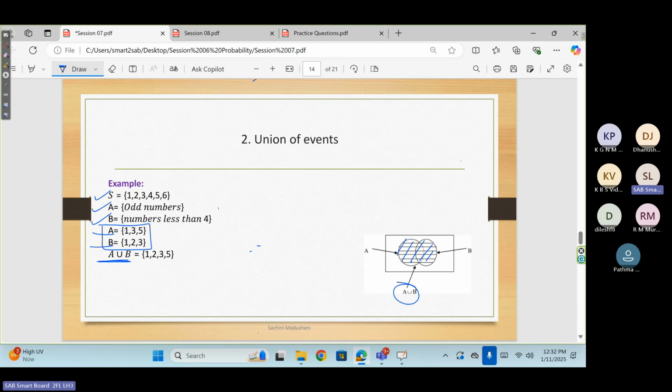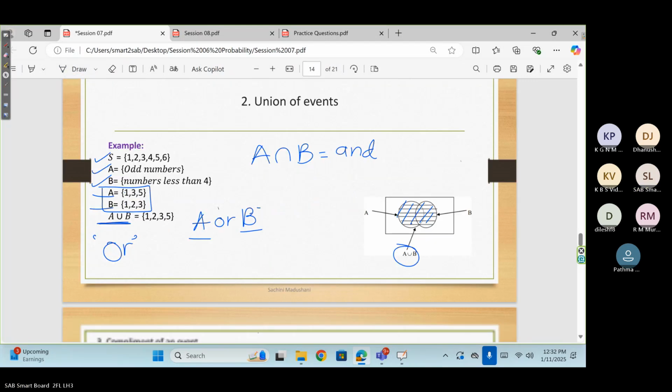Intersection means both. Common. Okay, then in here union, normally we use the word or. A union B means A or B. A or B means we can get event A, event B, and both. Understood? A intersection B means and. The word is and. A and B. Both. It's clear?